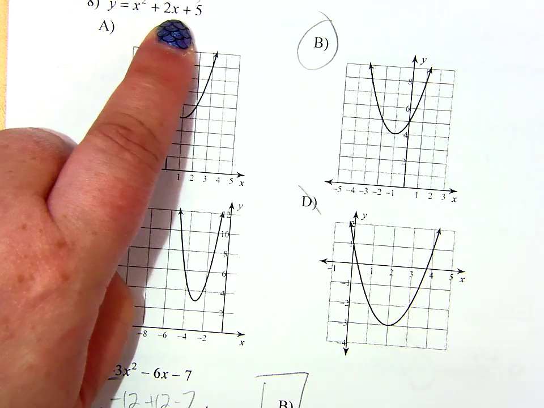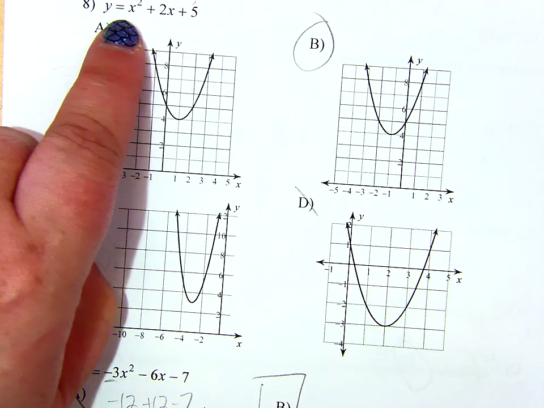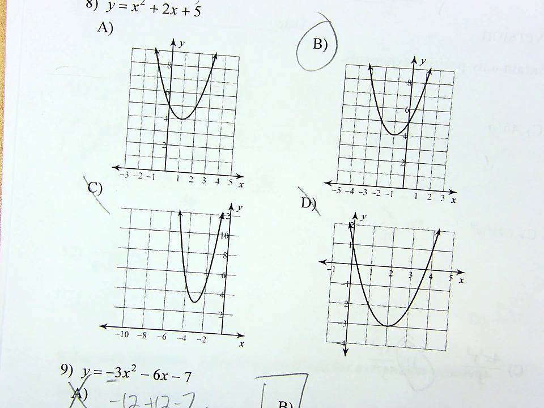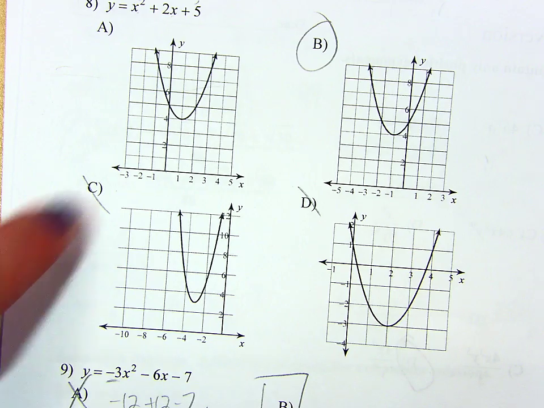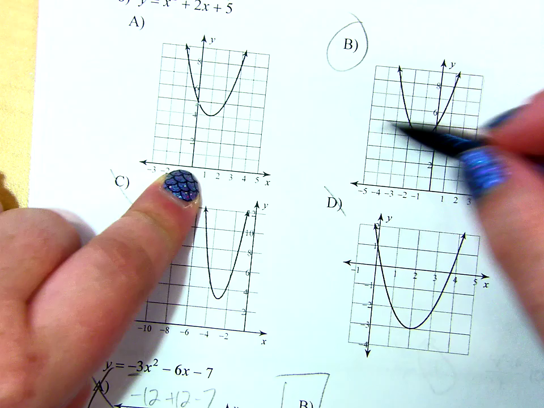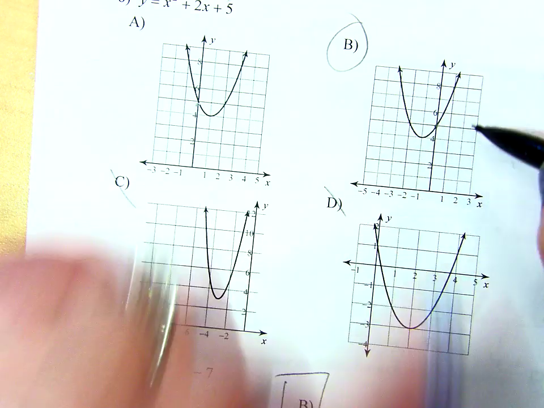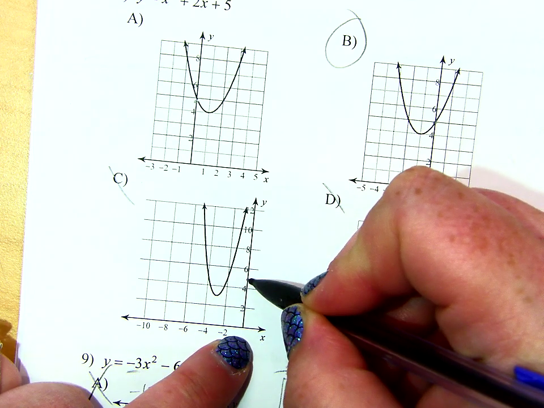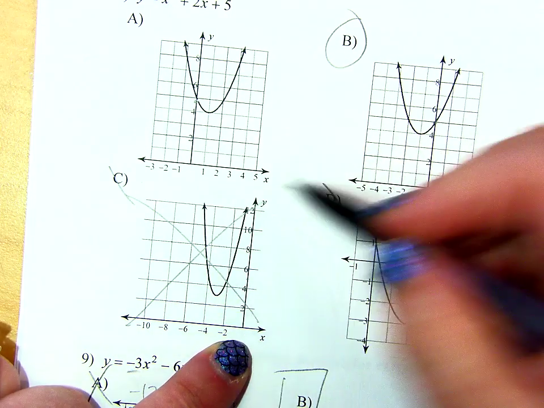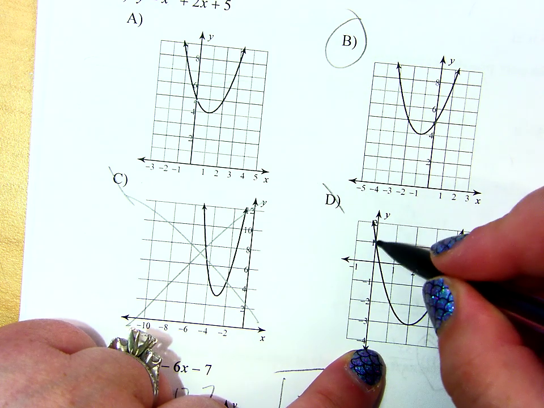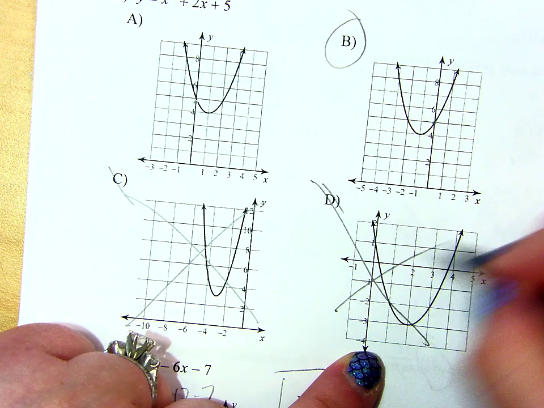When I take this and I plug in 0 for x, what comes out for y? 5. The point 0, 5 better be on my parabola. So if I look at A, 0, 5, yep, that's a point on the parabola, so maybe it's A. B, 0, 5, yep, maybe it's B. But look at C, 0, 5 is not on this graph. C is not right. D, 0, 5, no, because 0, 1 is where it hits, not at 5. So D is not right.